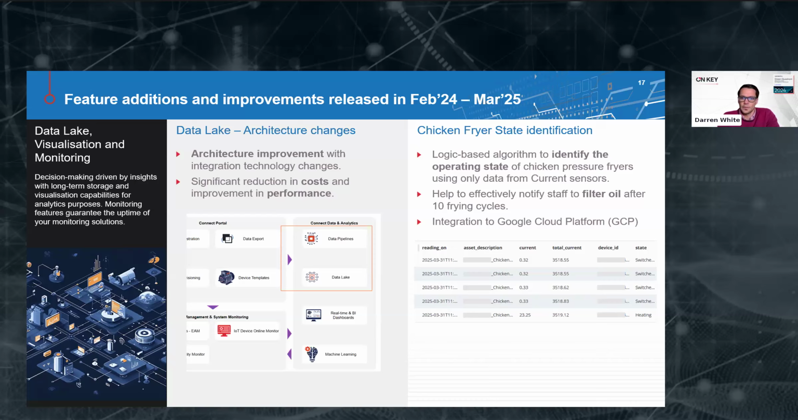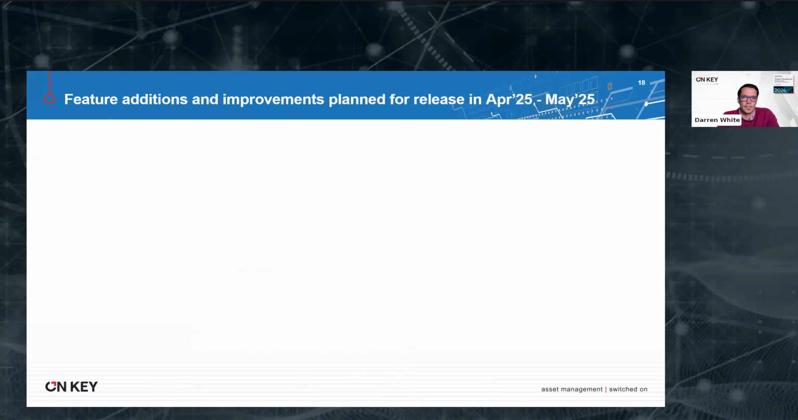What is important over here is if you don't optimally filter the oil, it impacts the quality of the product, or you can over filter the oil as well. So if you can identify the filter state and see what the duration is of the frying states, then you can trigger an alarm to say that the oil needs to be filtered after a couple of frying cycles. And this was also an integration to a Google Cloud platform. That was a really exciting feature that we released over there.